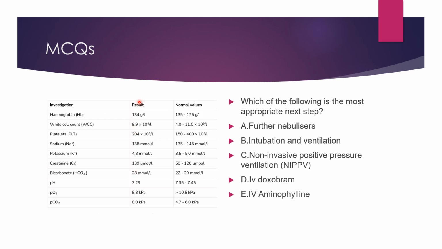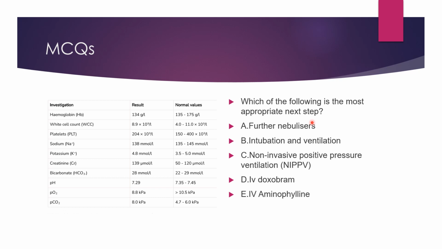So in these investigations, there is a slight rise in the creatinine, and the pH is acidotic, which is respiratory acidosis, because the PCO2 is more than 6, which is 8. So the patient is having respiratory acidosis and there is hypoxia. So what is the question? Which of the following is the most appropriate next step?